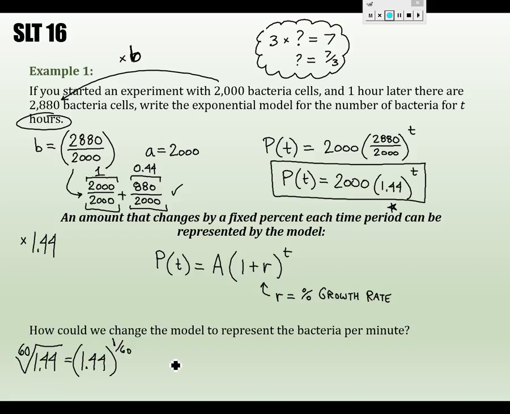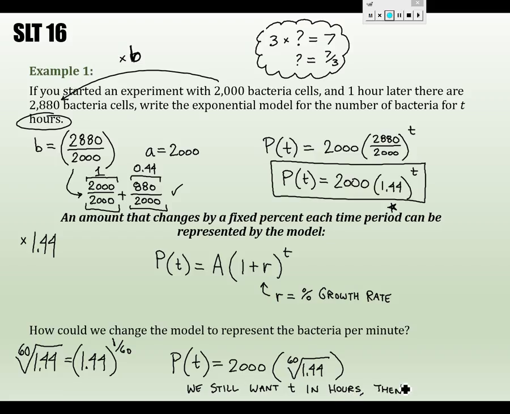And the way we would write that as our original equation, we can actually rewrite our original equation using this idea. It's still 2,000 of course how much we start with. But we could actually write whatever this is, the 60th root of 1.44. That's the growth rate per minute. But then if we still want t in hours, then we need to write the following.